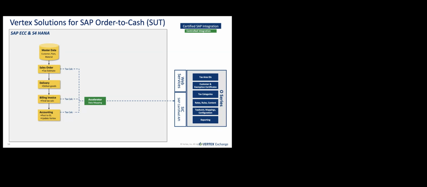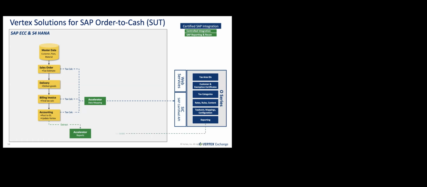The first is with the accelerator, we put in the data mapping in order to control the data that we send from your SD transactions over to Vertex for tax calculation. This is where you can send additional data elements such as material groups or product hierarchies or different customer partner functions as well.